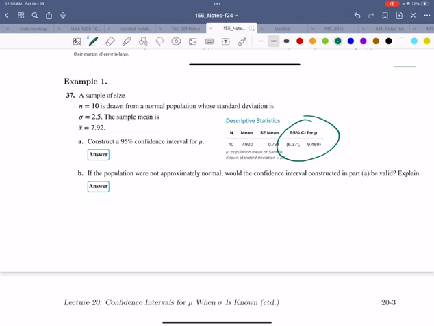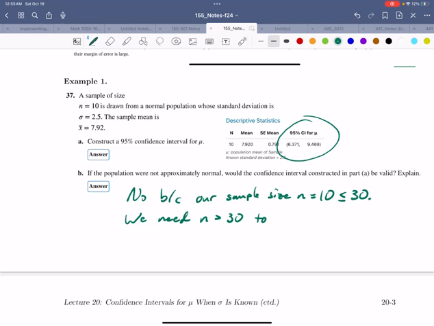There, okay. Now, if the population were not approximately normal, would this be valid? No, because our sample size, n, equals 10, which is less than 30. I guess I should say less than or equal to 30. We need n greater than 30 to guarantee an approximately normal sampling distribution.